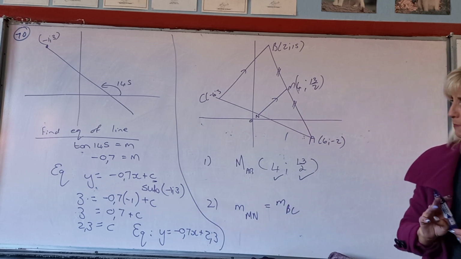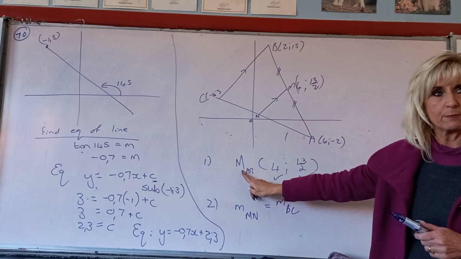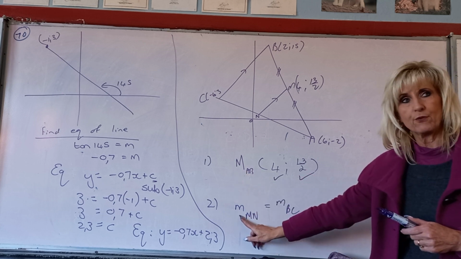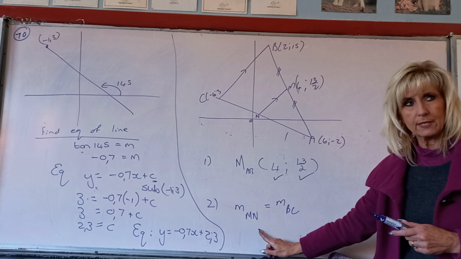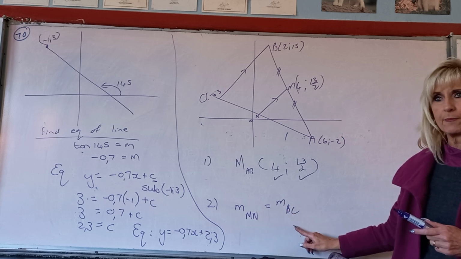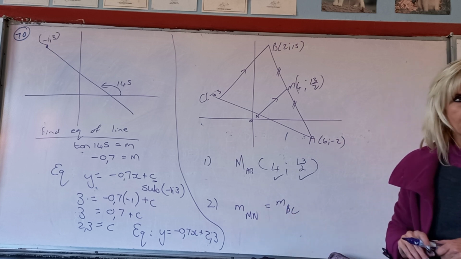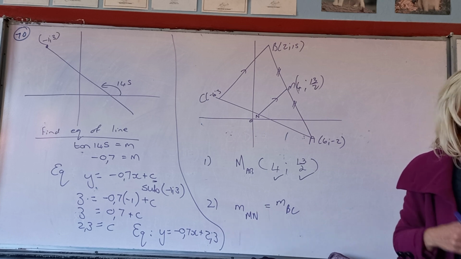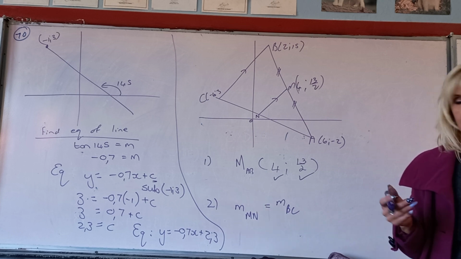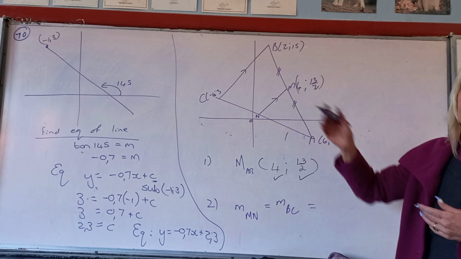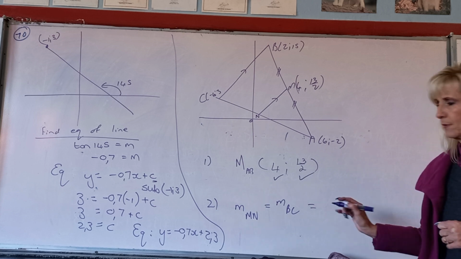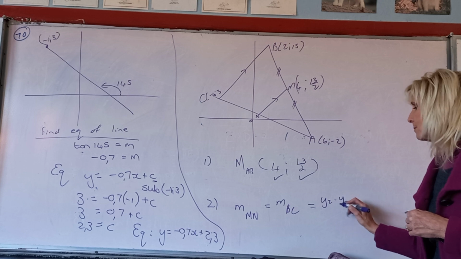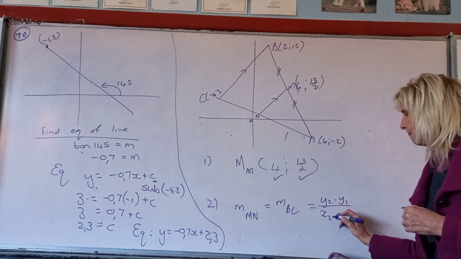Look what I'm writing, and please be careful. That's a capital letter for midpoint, small letter for gradient. Gradient of MN, again the capital letters. Small letter gradient of capital letters BC. Are you with me? Why are they equal? Because they are parallel. So you find BC's gradient by doing y2 minus y1. Do you need to write that all the time? Okay, it's not a bad thing, but you can leave it away.